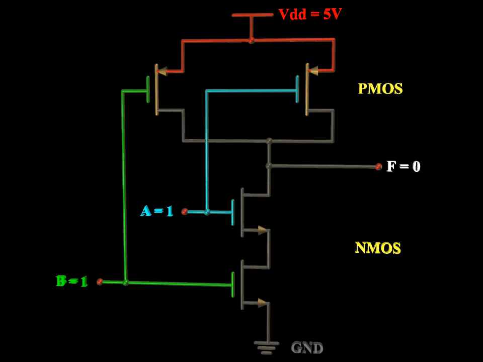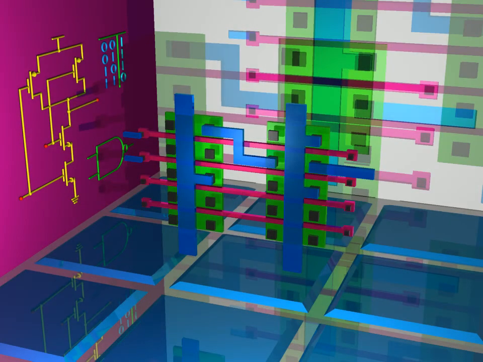Since both NMOS and PMOS transistors are used, the circuit is considered complementary metal oxide semiconductor, or CMOS for short. In case you need to review the combinations, here they are again. Now I'll describe the integrated circuit mask layout.